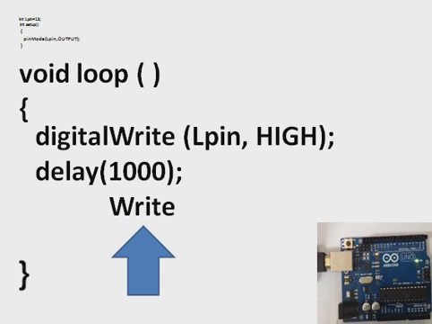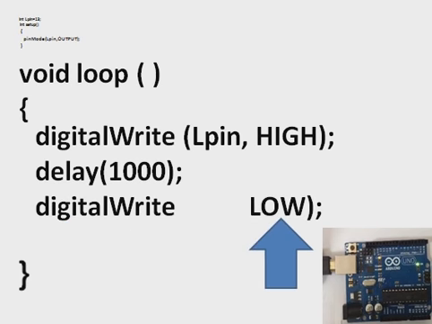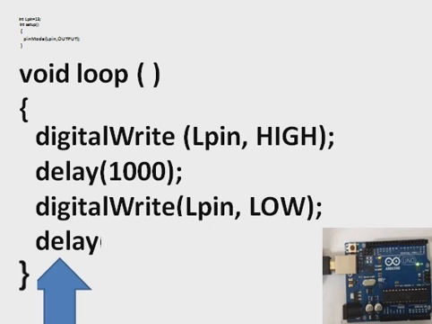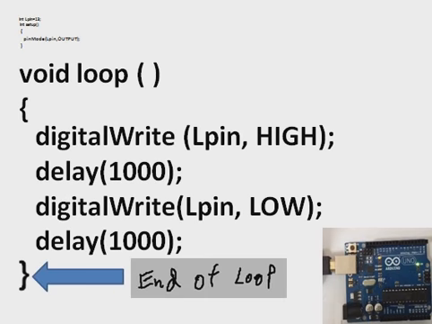Next, I'm going to tell it to write a digital signal. What kind of a digital signal? A digital low. I'm going to write a digital low. To who? To L pin again. All right, then what? Then I'm going to tell it to delay for 1 second. 1,000 milliseconds. And then I reach the end of the loop.